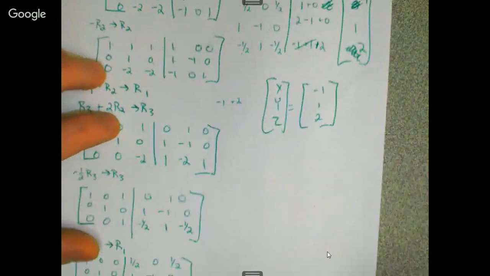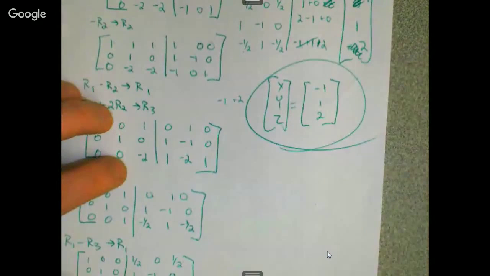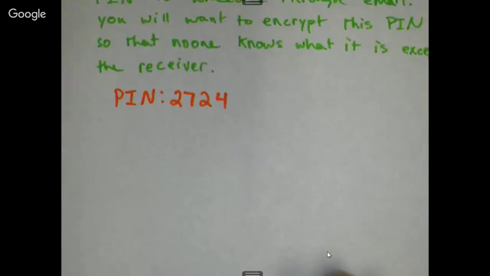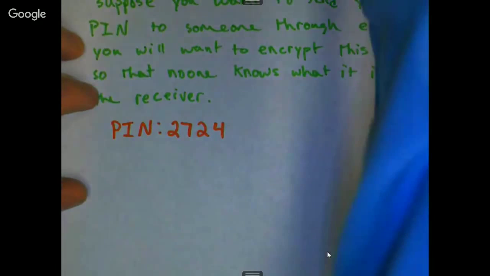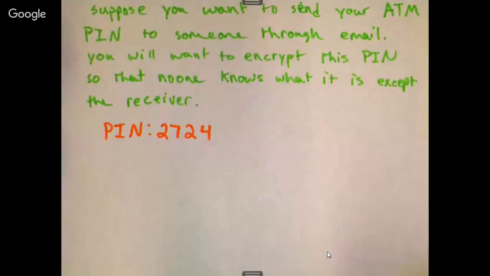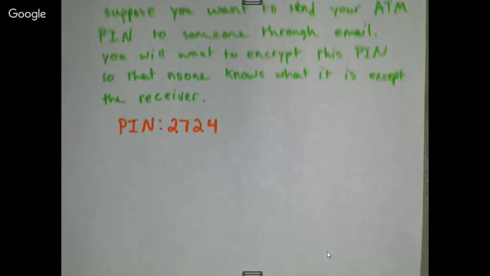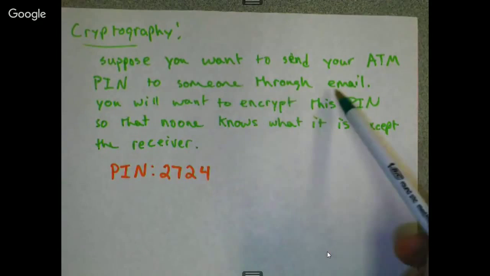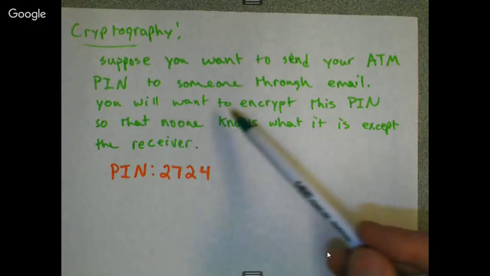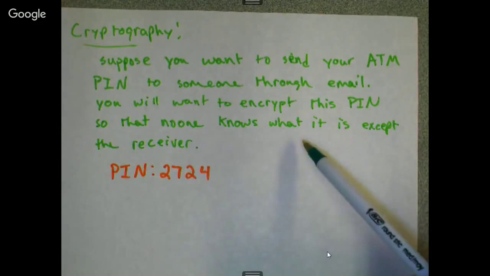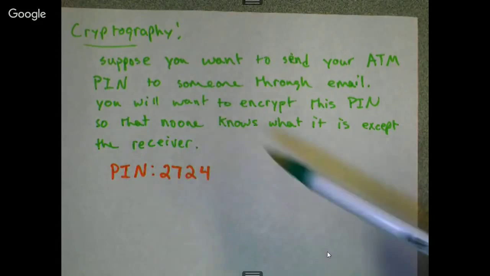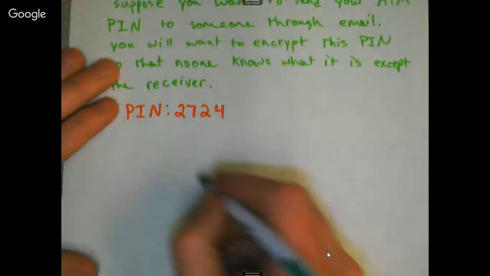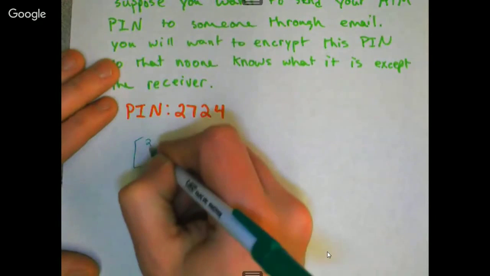Okay, and those are your solutions. Now, encryption is similar. So what we'll have here is suppose you want to send your ATM PIN to someone through email. You will want to encrypt this PIN so that no one knows what it is except the receiver. So this is my PIN here. So I'll put that in a matrix.